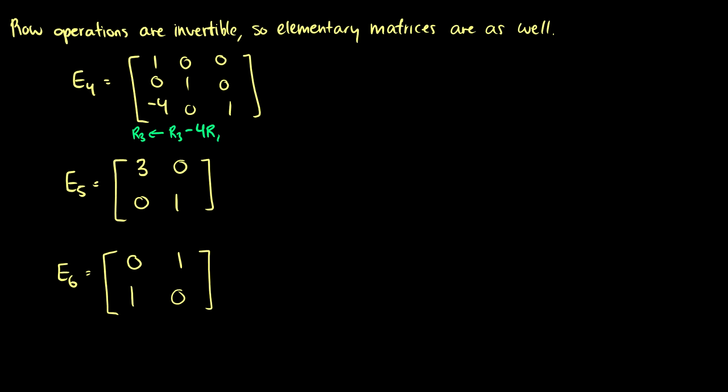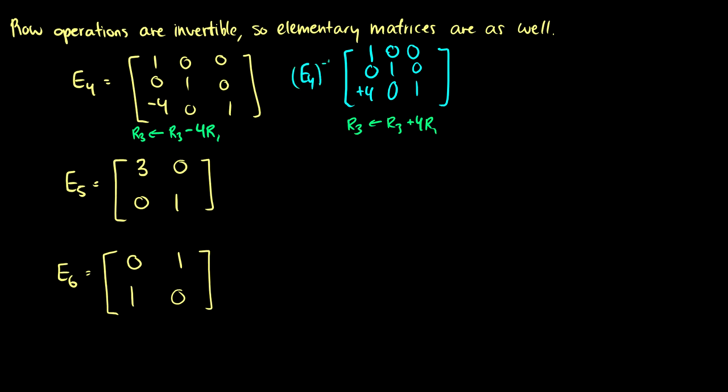So how do we do the inverse? For our inverse, we want R3 to become R3 plus 4R1, taking it back to where it was. So this inverse has 1s on the diagonal, and instead of a -4 in the bottom left, we have a +4. That takes row 3 and adds 4 of row 1 to it. So it's invertible, and we can call this E4 inverse.